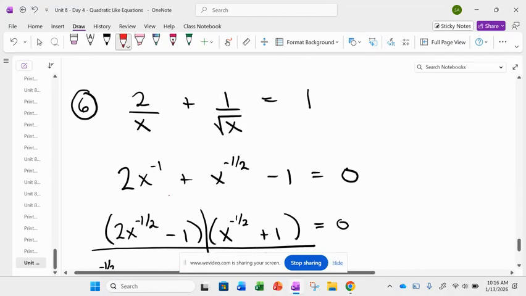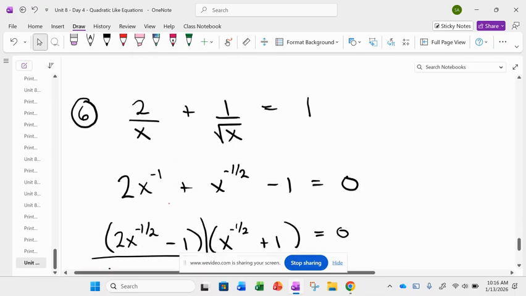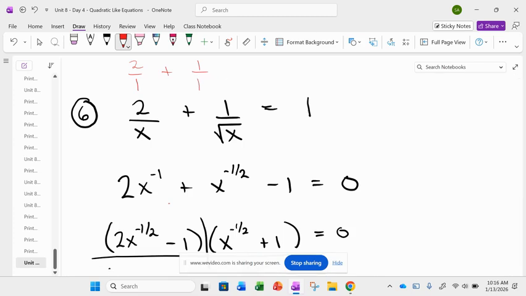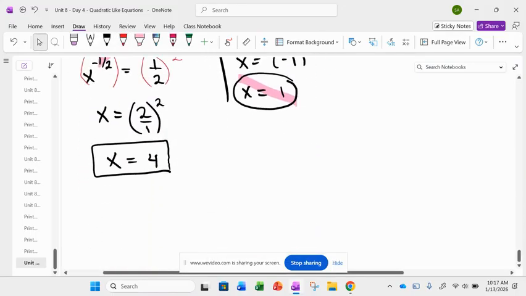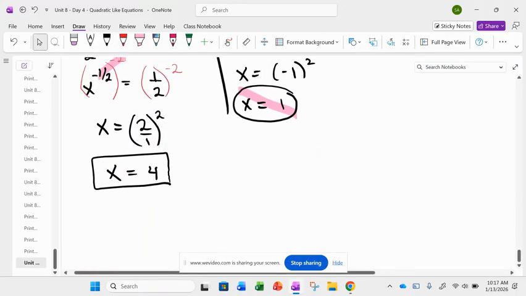So when we check the positive 1, you're going to have 2 over 1 plus 1 over 1, right? Does that equal 1? Does 2 plus 1 equal 1? No. So sorry, we did have to check more than just the denominator. So the positive 1 does not work.